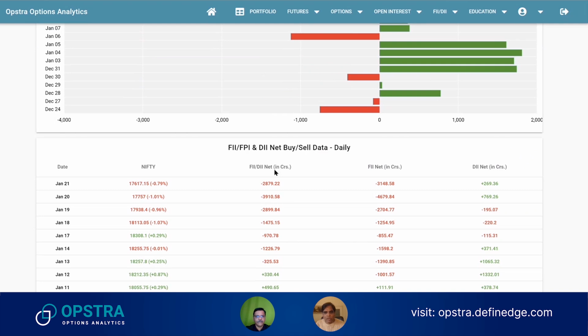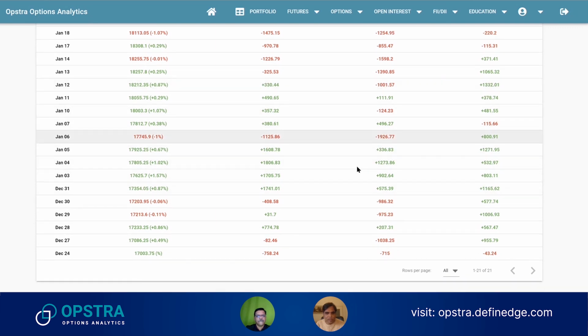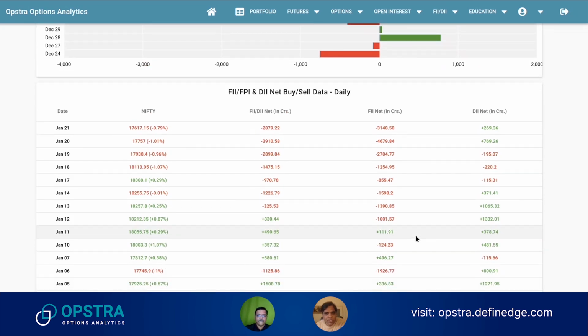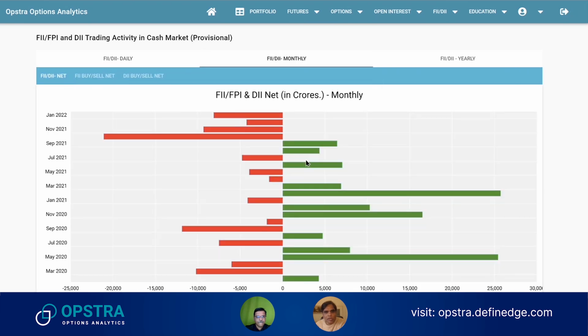So here you can see, when the FII sells, the market goes down. When the FII buys, then the market goes up. And this has been the phenomenon in December as well as in January. Both times it has happened. And the same thing, you can look at on a daily basis, or you can look at on a monthly basis what has happened over the months.